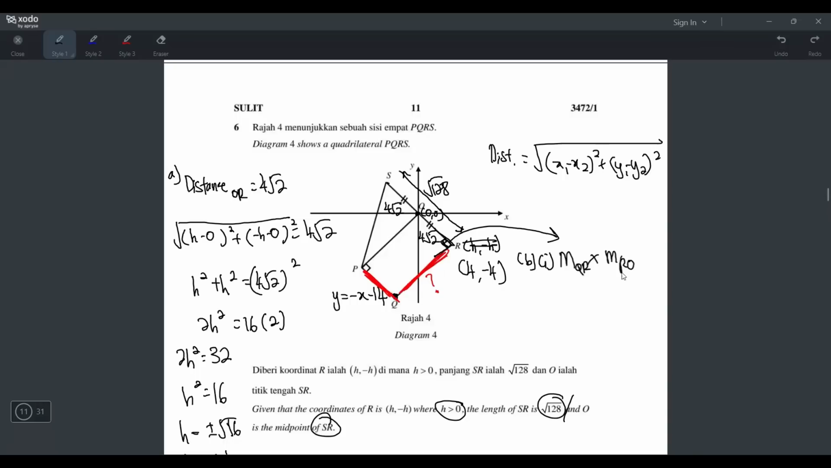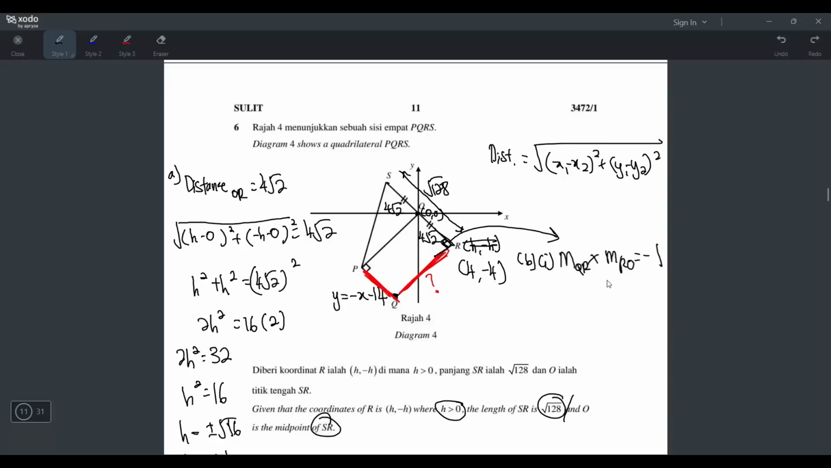Gradient of QR and RO multiplied equals -1, because they are perpendicular to each other. When they are perpendicular, the gradients multiply to -1. If you don't want to write RO, you can write RS or OS also, because the gradient is the same.